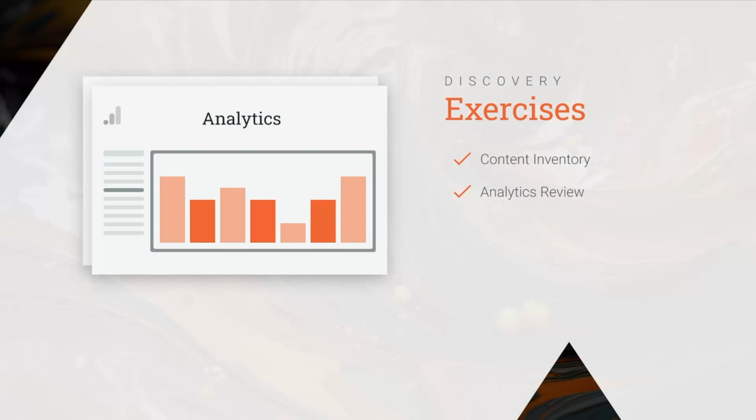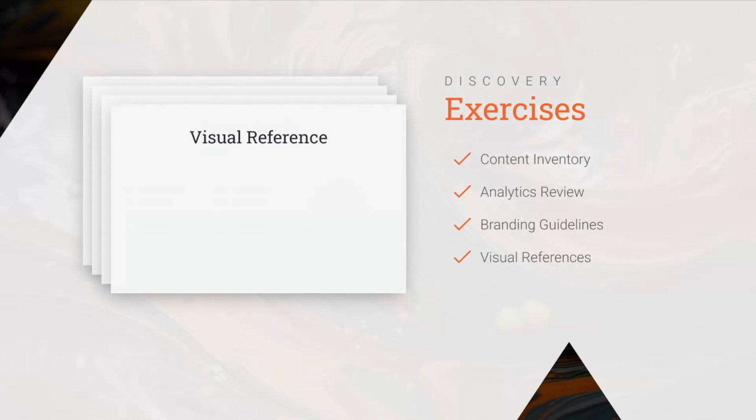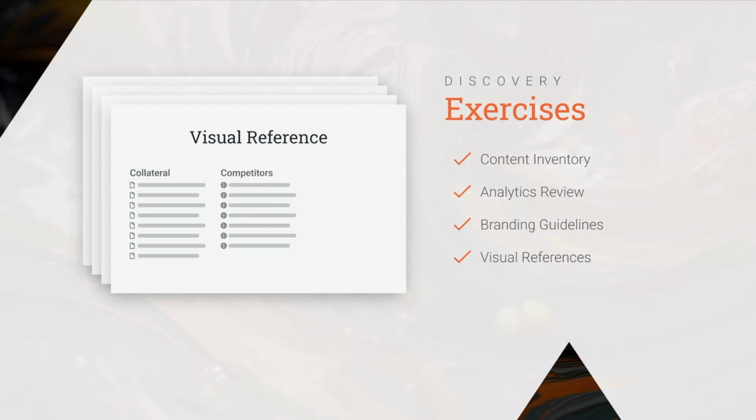We'll also want to get more familiar with your branding guidelines to gain a sense of what our designers will be working with. Any visual references you can provide are also helpful, sharing things like your own collateral as PDF files, a list of market competitors you'd like us to review, or a list of websites from any industry that you'd like us to reference for functionality or design.